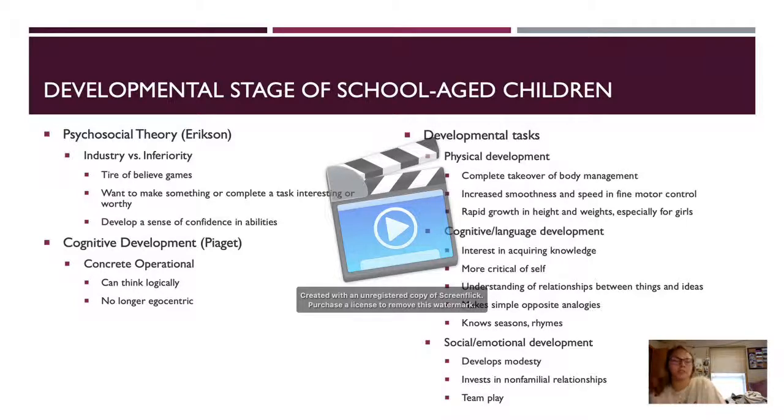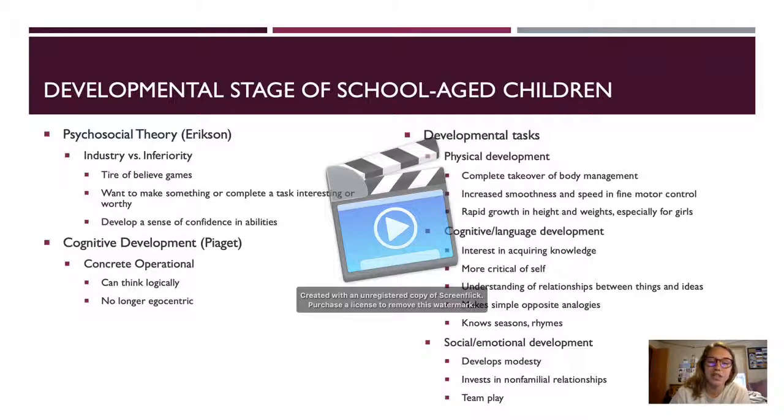This part of the physical development is going to be especially important for those with type 1 diabetes because, as I mentioned on one of the first slides, when the child's body is growing and changing, that means that their treatment plan is going to change too. So this is going to take a lot of monitoring, especially for those with type 1 diabetes in this developmental stage. For cognitive and language development, there's an interest in acquiring knowledge.